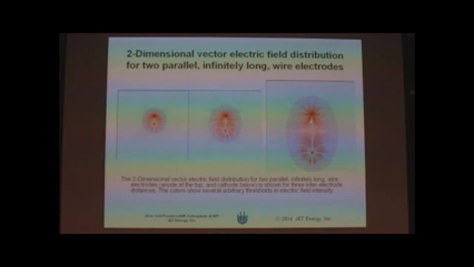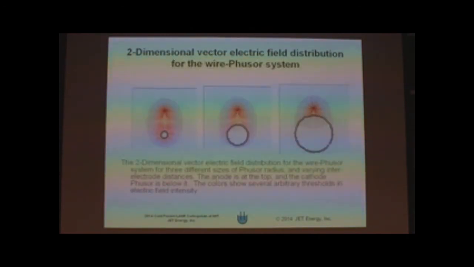When you do two wires, here they're into the paper, we're looking in, and all of the electric fields are coming into one point. There's no net flow through the metal. I think that's another reason most people fail, because when we do the fusor and analyze where the electric field goes, we find it's actually quite different.